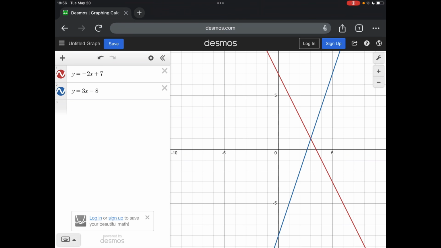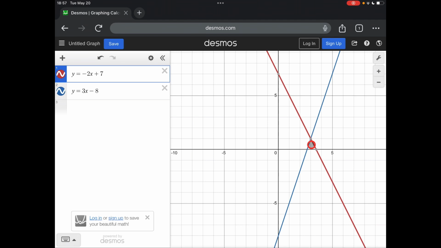Hello, as you can see, I am now in Desmos.com, and here we will be analyzing the slope and y-intercept of our two equations that are graphed here. So this equation, y equals negative 2x plus 7, which is one of the equations that we got on paper just a bit ago, is graphed in red. And then y equals 3x minus 8 is graphed in blue, and we will be analyzing the slope and y-intercept of both of these lines. So slope is basically just how steep is your line, but we'll go into more detail about this.